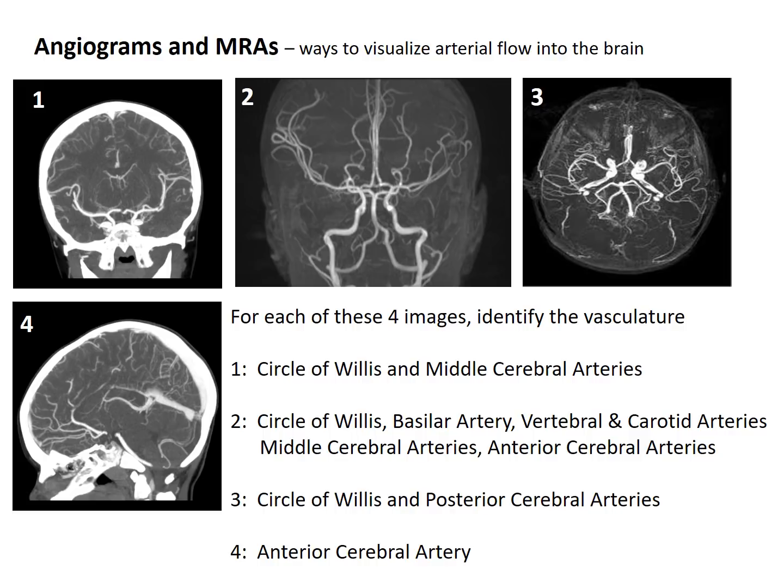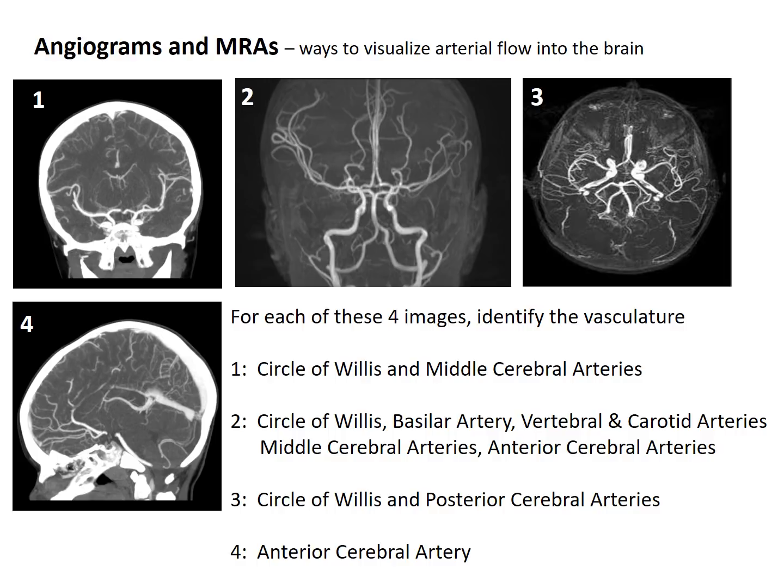So angiograms and contrast-enhanced MRIs can be used to visualize the arterial blood flow into the brain. So let's see if you can do this using these four photos here. In each of these images, can you identify some of that vasculature? So in image 1, do you see the circle of Willis in the middle cerebral arteries? In image 2, can you see the circle of Willis, the basilar arteries, the vertebral and the carotid arteries? Can you see the anterior and the middle cerebral arteries?